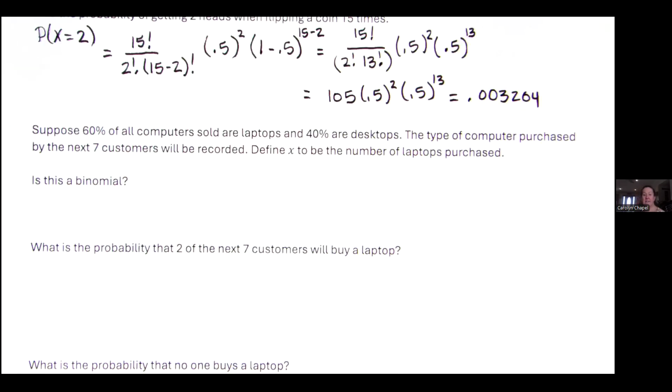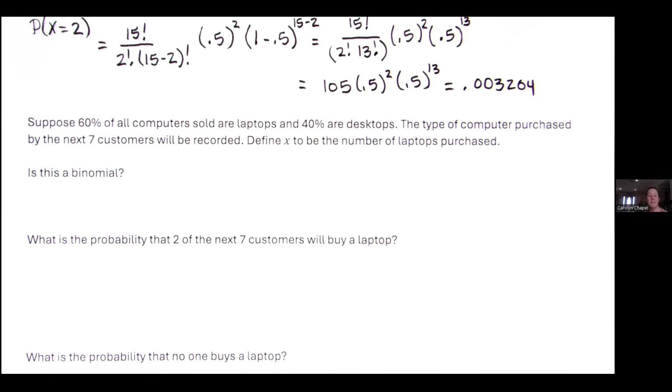So here's another example. Suppose that 60% of all computers sold are laptops, 40% are desktops. The type of computer purchased by the next 7 customers is recorded. We're going to let X represent the number of laptops purchased. So my first question, is this a binomial?